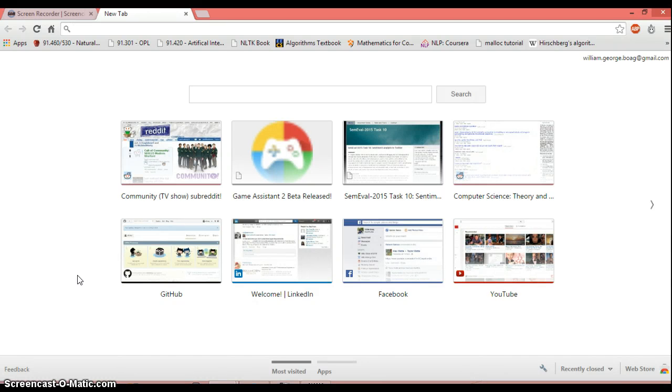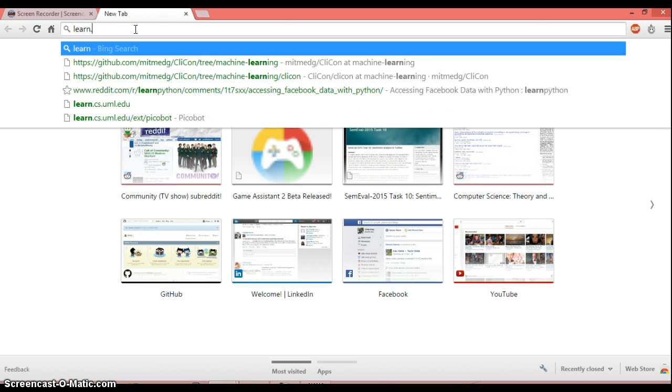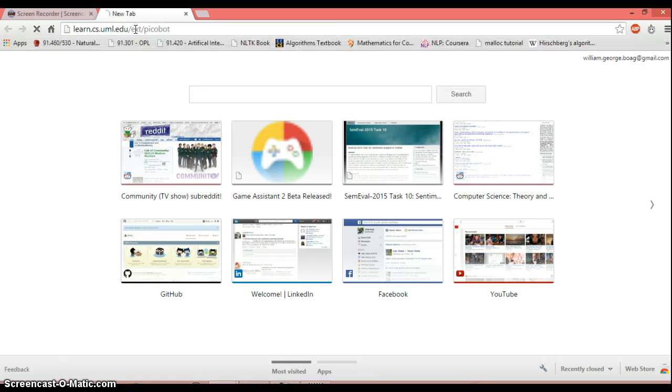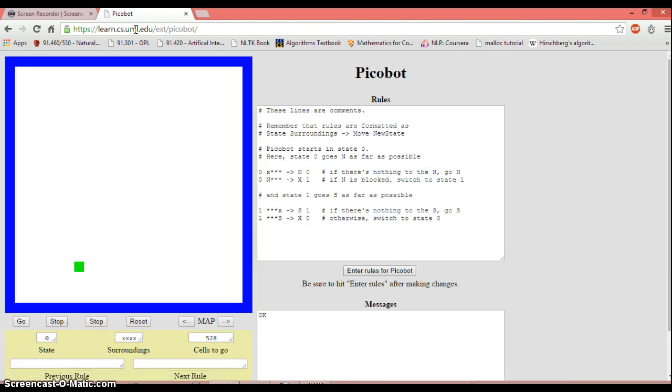Hi there. This is going to be a demo of the second assignment, the Picobot, here for Intro to Programming, this LMACS class. So what we first do is we go to learncs.uml.edu/extension/Picobot. And here is the app. It runs in the browser.